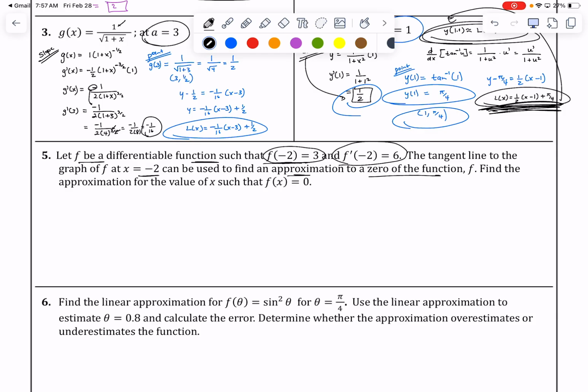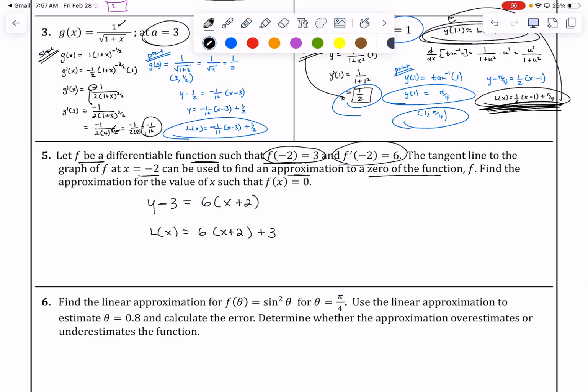That's actually pretty straightforward. Let's write the tangent line approximation equation first. Do we have the point? Yep. Do we have the slope? Yes. So let's write it. So it'd be y minus what? 3 is equal to 6 times the quantity x plus 2. So if I solve for y and change it to L of x, it'd be L of x is going to be equal to 6 times the quantity x plus 2 plus 3.